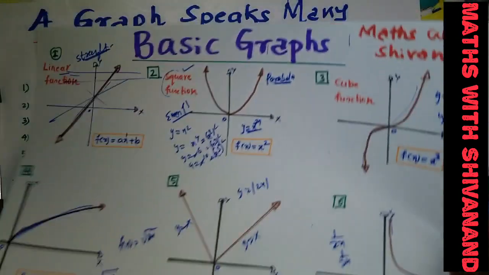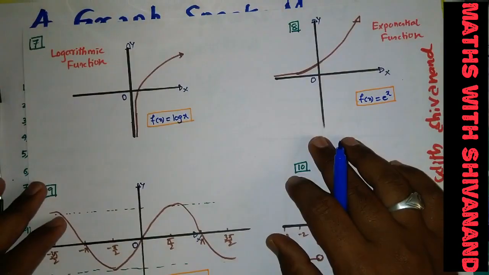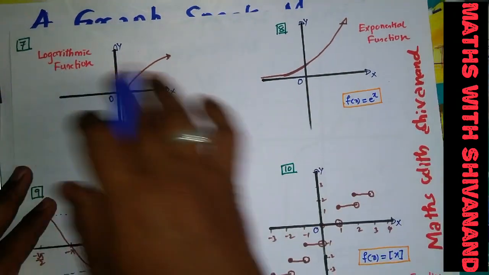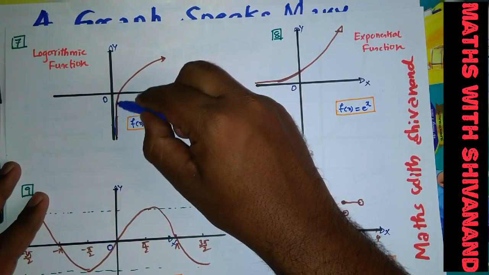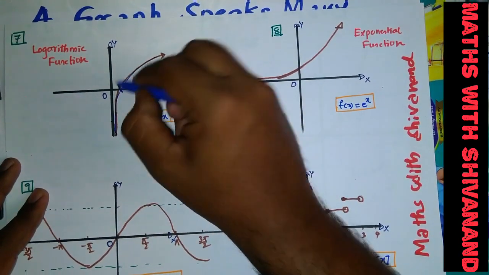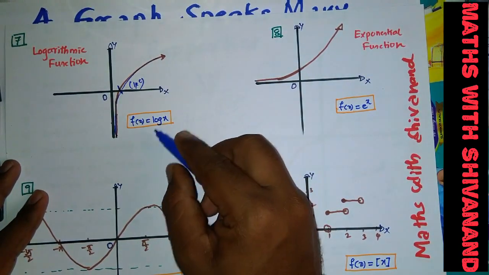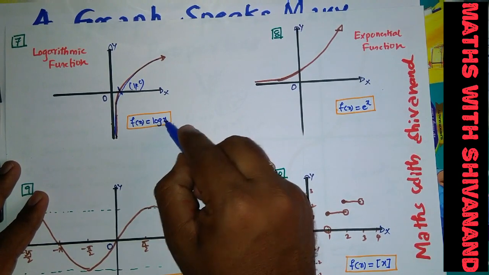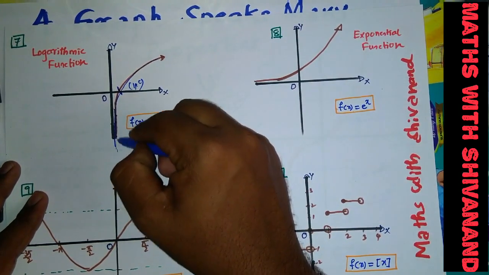So we'll go with one more concept now. Graph number 7 is the logarithm function. It meets the x-axis at the point 1 comma 0. Why? If I put x equal to 1, the log 1 value is 0. Remember, students, it will not touch the y-axis.